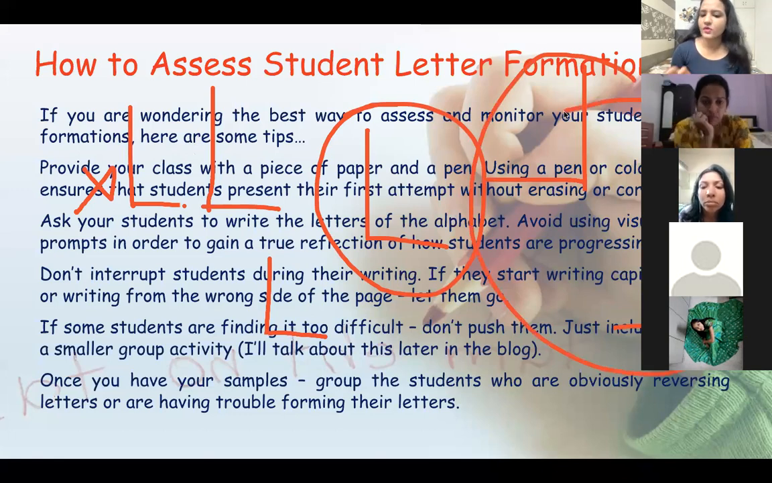So this is what you will observe first, कि वो लिख कैसे रहा है. And the same goes for small letters also. The same goes for words also. So this is for 4 year olds.